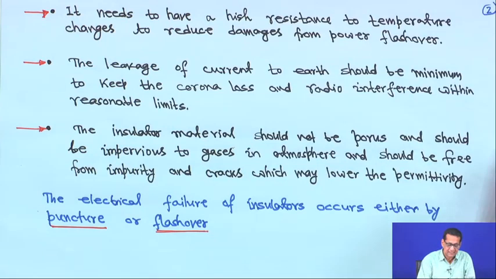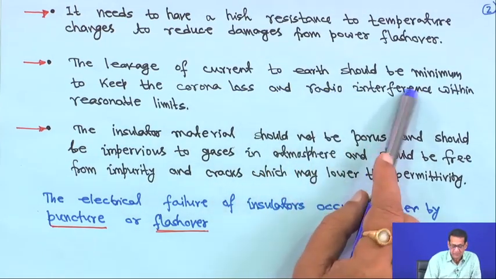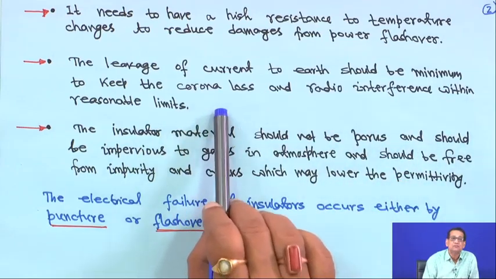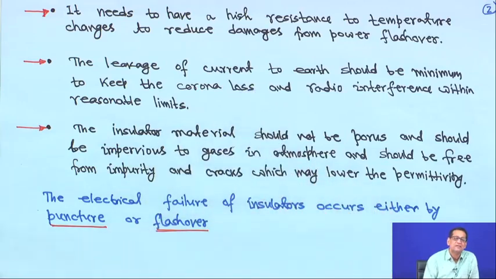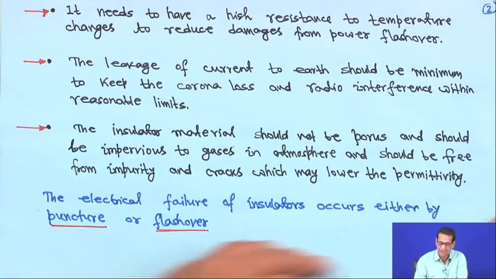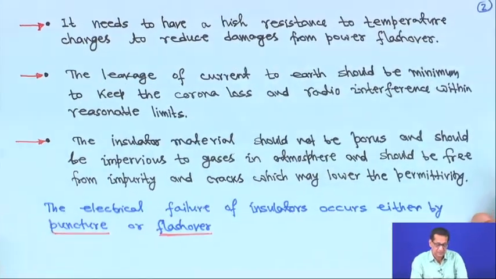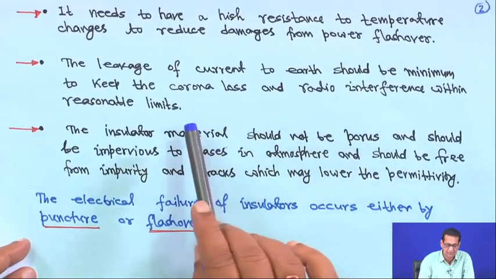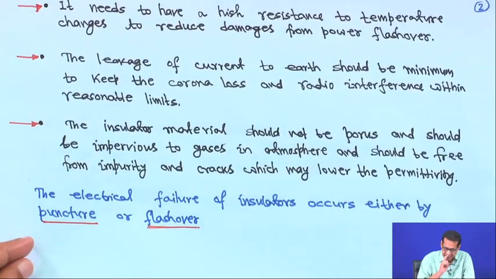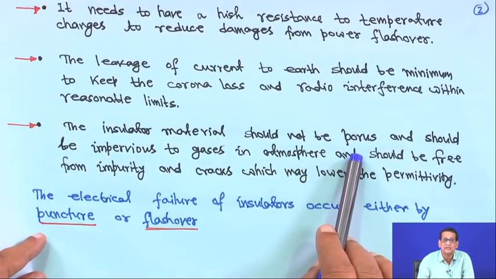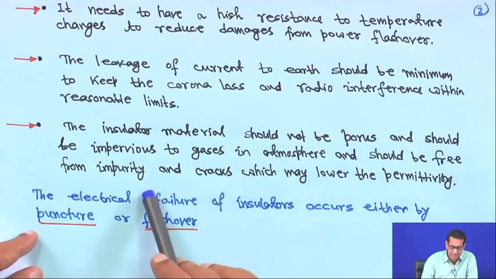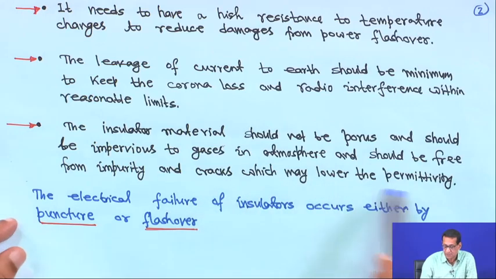And second thing is, the leakage of current to earth should be minimum to keep the corona loss and radio interference within reasonable limits. This corona loss thing will come later, we will discuss corona loss also, but later. So, that will come after 3 or 4 chapters. So, that means the leakage of current to earth should be minimum to keep the corona loss and radio interference within reasonable limits. Now, another thing is the insulator material should not be porous and should be impervious to gases in atmosphere and should be free from impurity and cracks which may lower the permittivity.